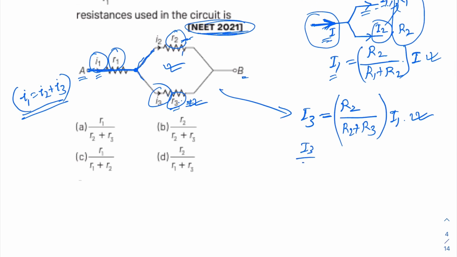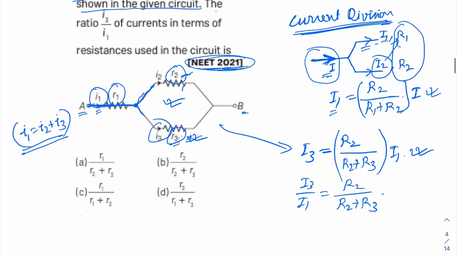So I3 by I1 equals R2 by R2 plus R3. So the answer will be B.